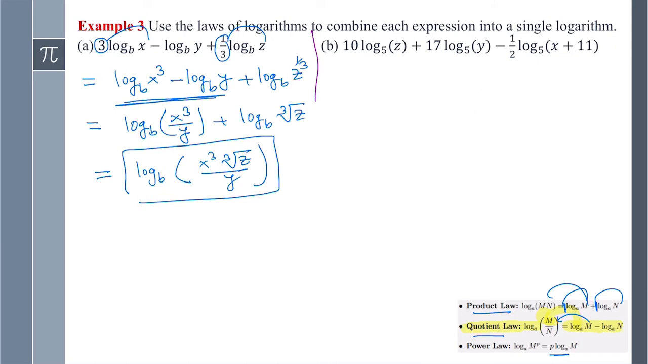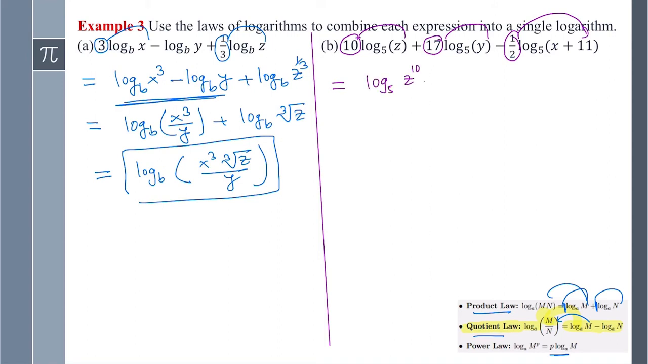So let's look at B, the next question here. Again, we need to do the same thing. If we have any coefficient, we need to use the power law and put them here as an exponent. All of these coefficients, we need to move them up. So this becomes log base 5 of z to the 10th plus log base 5 of y to the 17 minus log base 5 of x plus 11 to the 1/2.